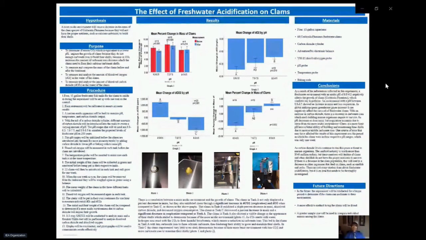I hope to use my data in the scientific community to show that a pH of 7 or less can actually have a negative effect on clams. And with ocean acidification already having a negative effect on many organisms, I hope this research can help spur more research being done on how freshwater acidification can impact other organisms, such as corals and other kinds of clams and lobsters.